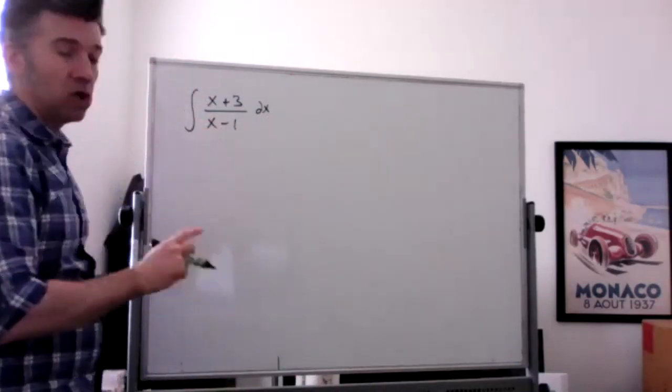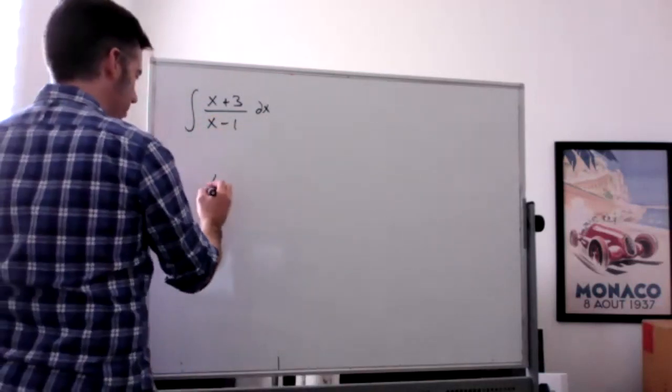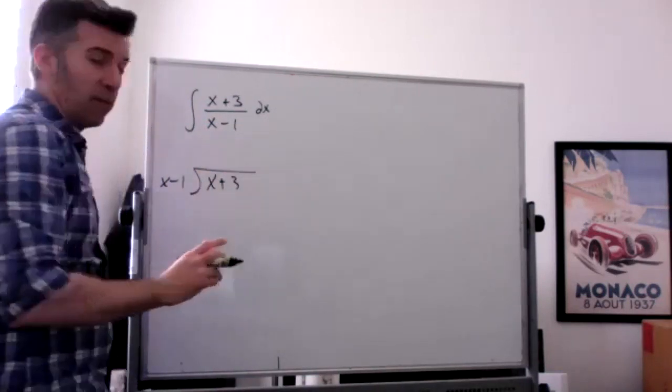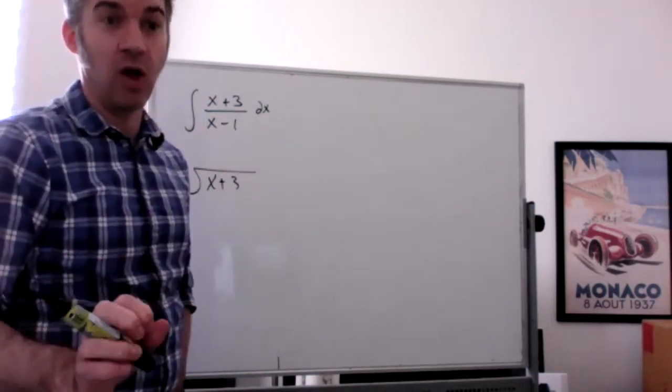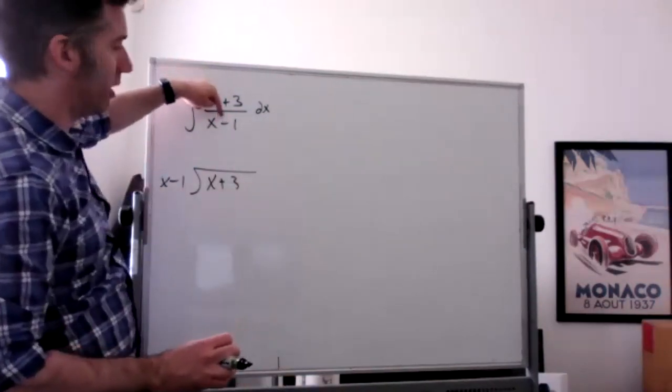So for this one, you could do this one using polynomial division. And in fact, this one is really easy with polynomial division. x plus 3 divided by x minus 1. And we can use it because the degree on top is bigger than or equal to the degree on the bottom. The degree on top is 1. The degree on the bottom is also 1.